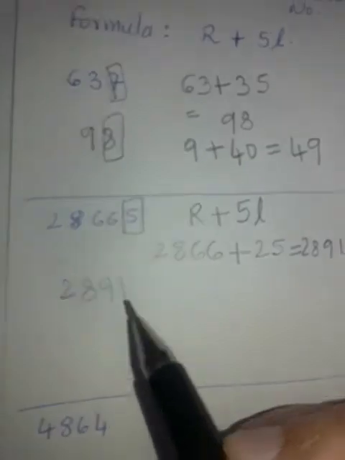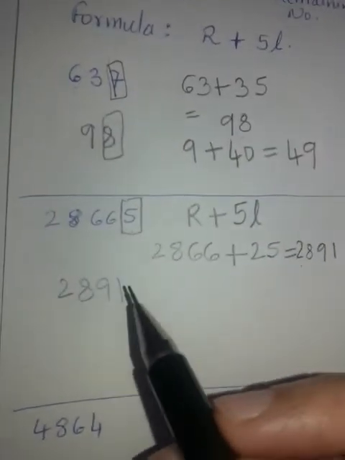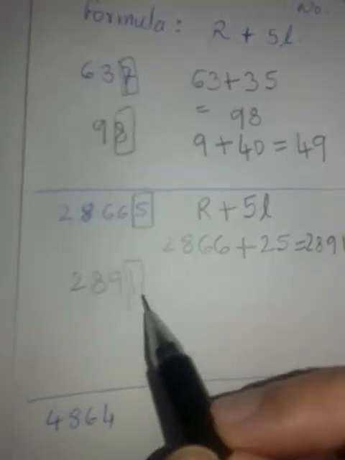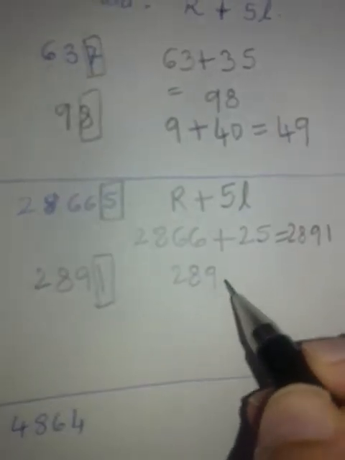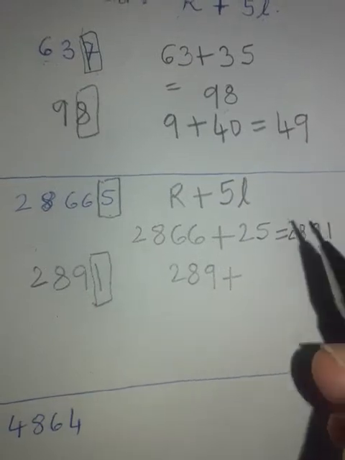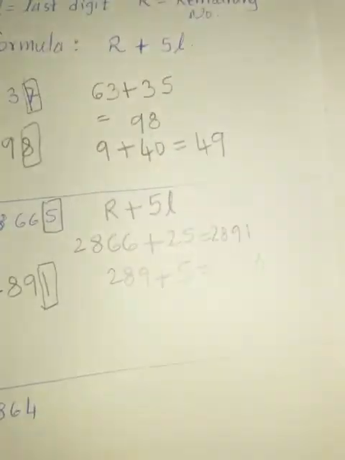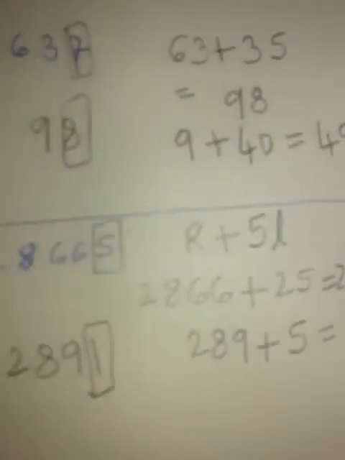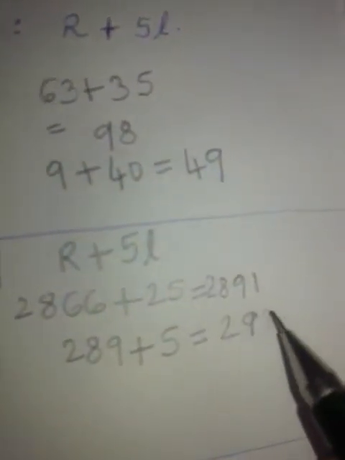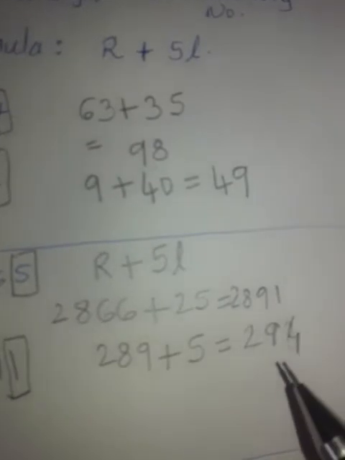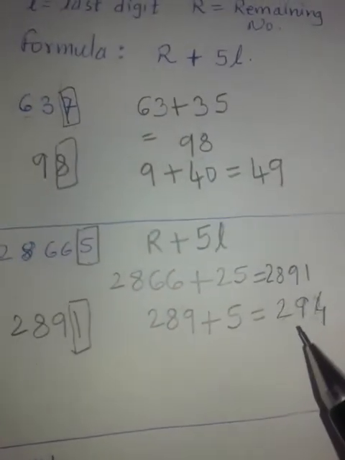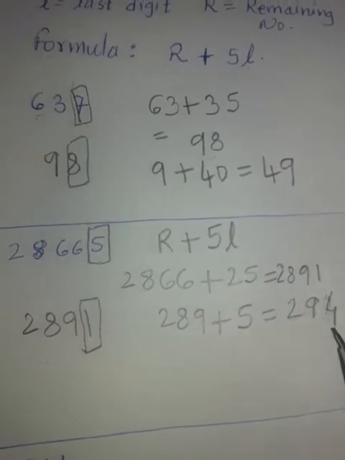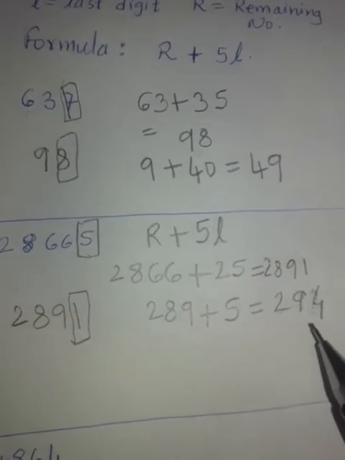2891. Apply same criteria. This is last digit. Remaining number is 289. Add 5L, that is 5 ones are 5. And then the total is 294. If I try to divide this by 7, 7 4s are 28, 1 remains, again 4, so 7 2s are 14, divisible by 7.